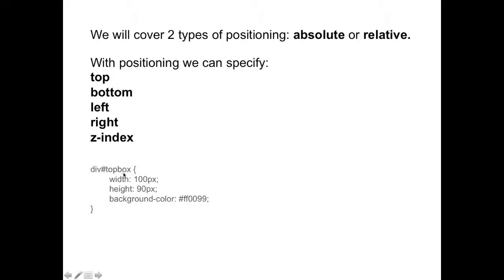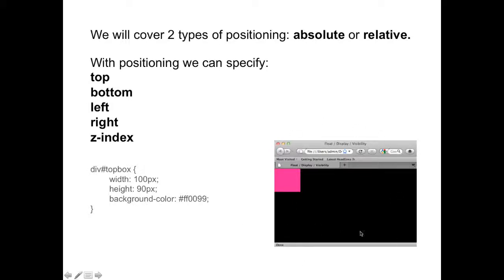We have a div whose ID is top box, 100 pixels wide, 90 pixels high, and that same fuchsia color we keep using. And this is how all that looks. Okay, what if we add these properties? Position absolute, in other words, we're telling this fuchsia div, position yourself absolutely on the screen at left 200 pixels and top 100 pixels. How do we expect this fuchsia box to move?